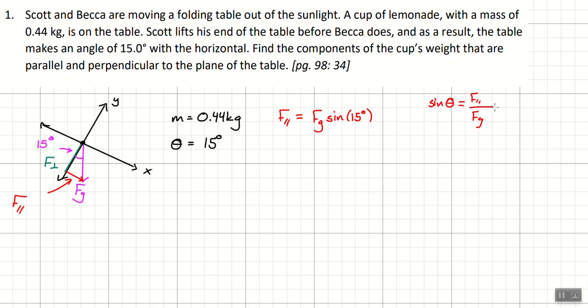Opposite over hypotenuse, that's what it comes out to be, right? This is where I'm obtaining this. I'm just rearranging sine theta to solve it for F parallel by multiplying by FG. All right, let's go one step further. How do you find the force of gravity or an object's weight? Yeah, you're right. Mass times gravity, or the acceleration due to gravity. So this becomes mg times the sine of 15 degrees.